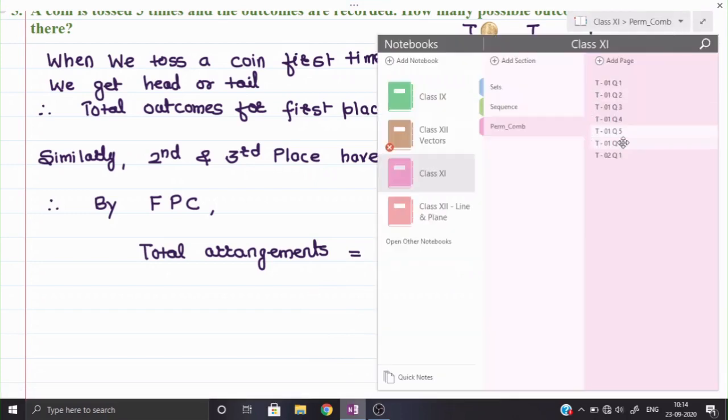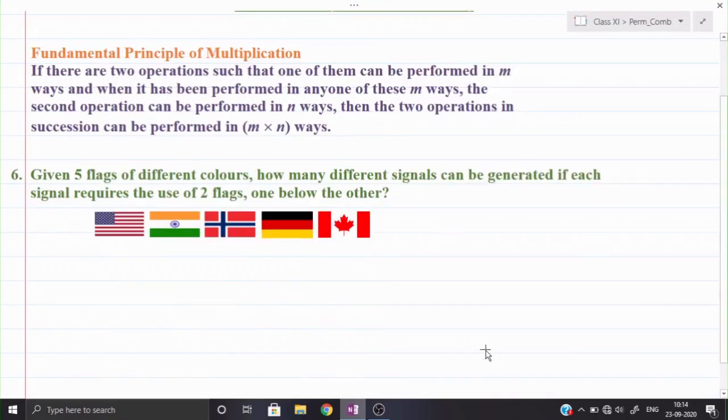So this is the last question, question number 6. In question number 6, the things are given about the flag. So I have taken some symbols of the flag over here. I will show you practically how the things can be done, then you will be able to find out the required arrangements.